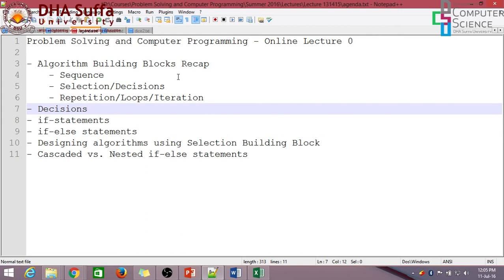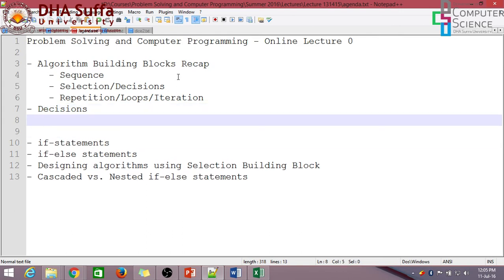Alright, so empowering the computer to make decisions, we write certain statements in which we state a particular test expression. If that expression evaluates to true, then certain statements are executed. Similarly, that test expression, which is also known as a condition, can also evaluate to false. In that case, another set of statements is executed.